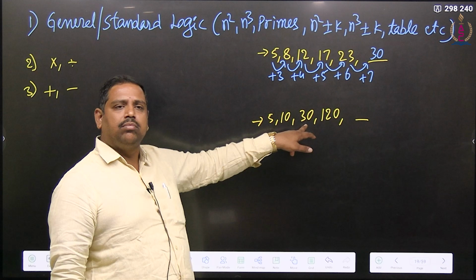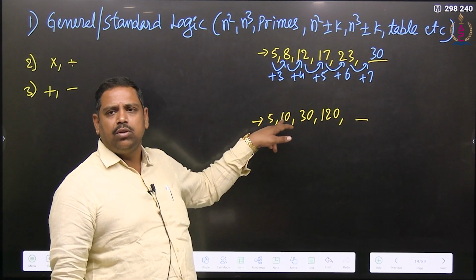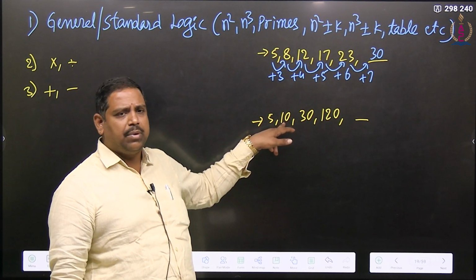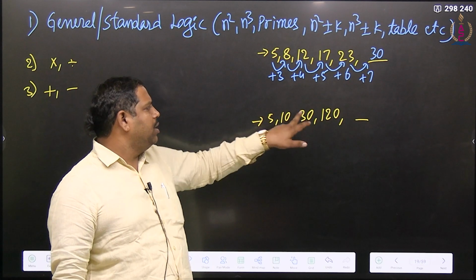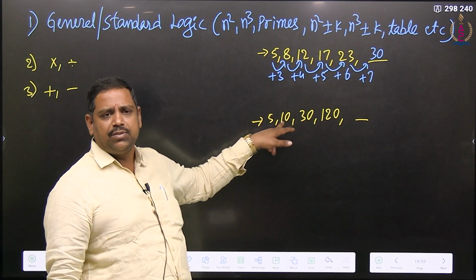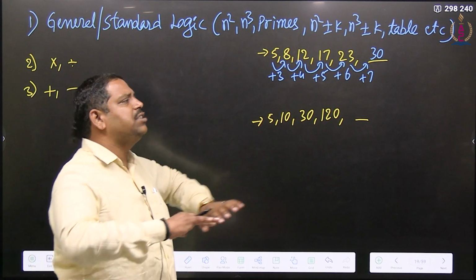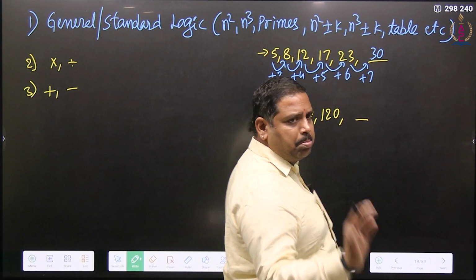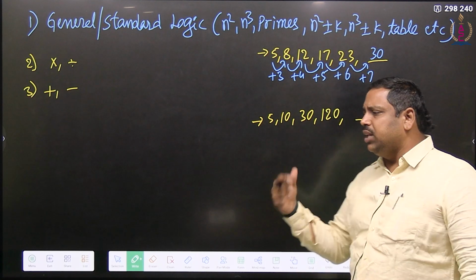5 square plus 5. It's not 4 square plus 4. 3 square plus 3. 2 square plus 2. Nothing. So rule out. It is 6 square minus 6. Not 5 square minus 5. 4 square minus 4. Nothing. Leave it. So there is no general or standard logic for it. Yes or no? Okay. Leave it. Then go to the next one.